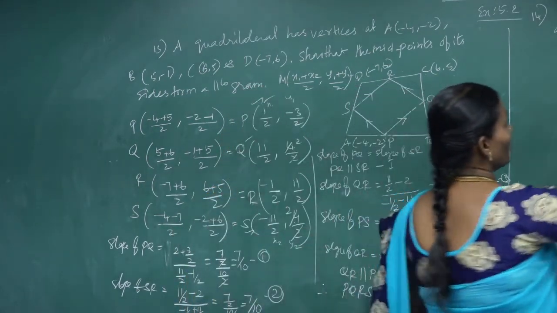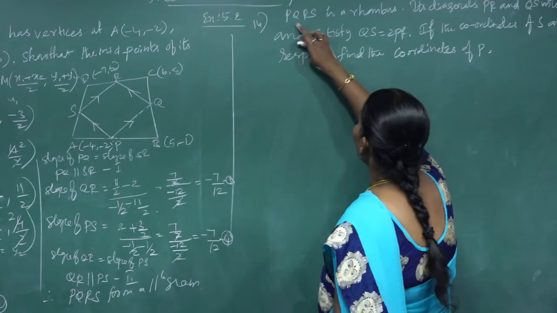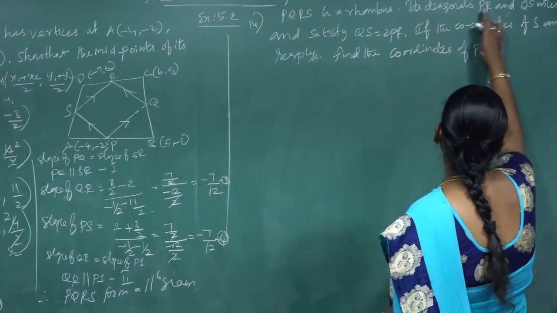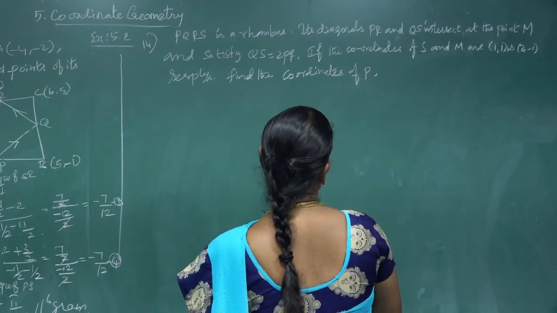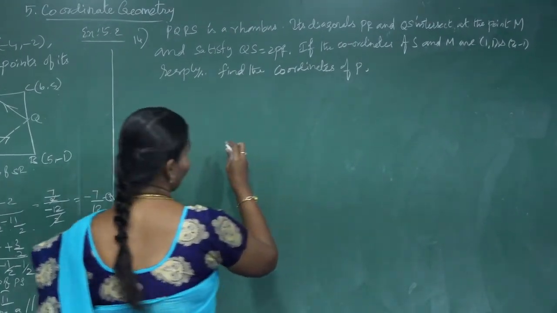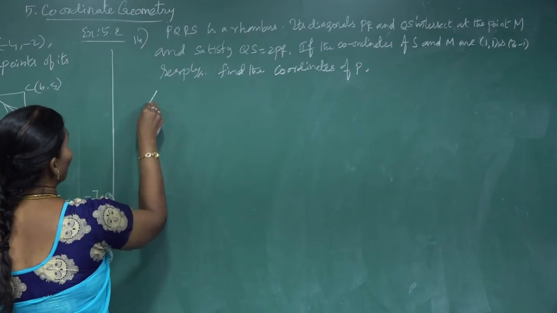Understand, children? Okay. Now we see the 14th one. PQRS is a rhombus. Its diagonals PR and QS intersect at the point M. So first you draw the rhombus.